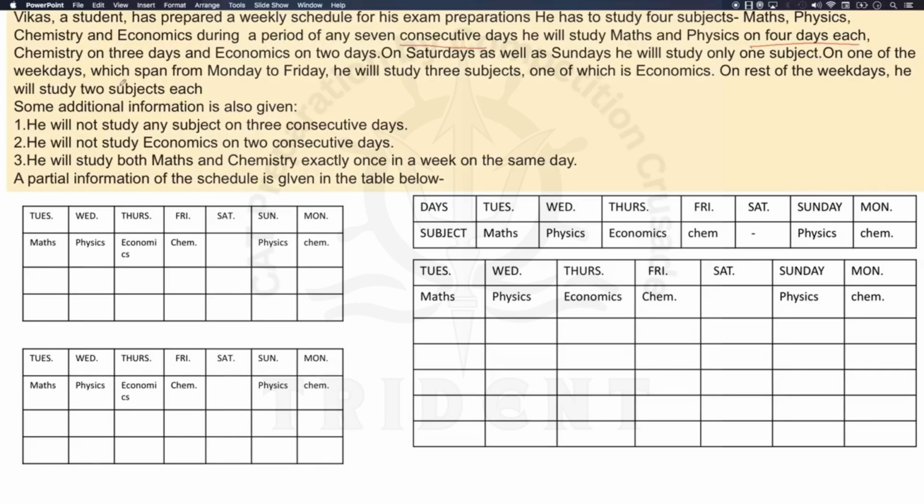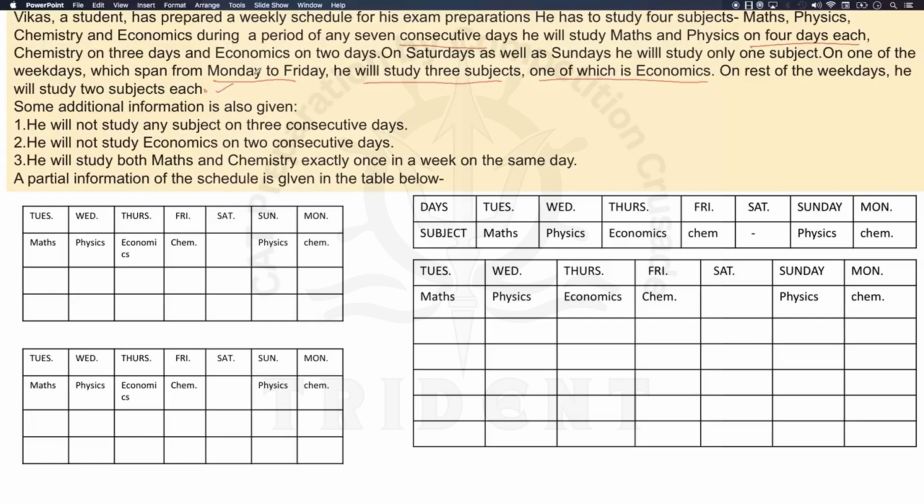On one of the weekdays, which span from Monday to Friday, he'll study 3 subjects. So on just one of the weekdays, he'll study 3 subjects, one of which is economics. So one subject out of the 3 subjects on which he'll study on a weekday would be economics. The rest of the weekdays, he'll study only 2 subjects each.